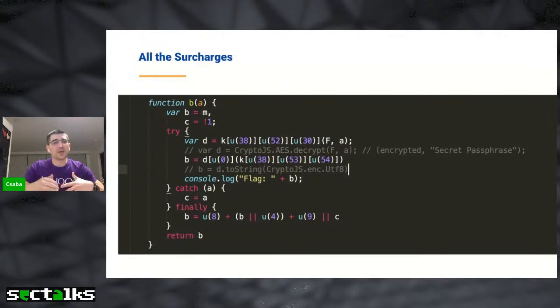So if you have debugging, that decryption would not work. And then we had the B, which is just the transformation of the decrypted flag. And I just console logged the flag, and that was mostly about it.